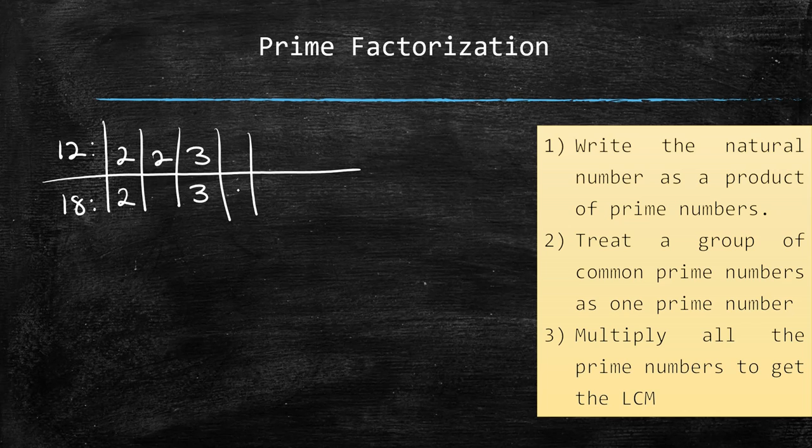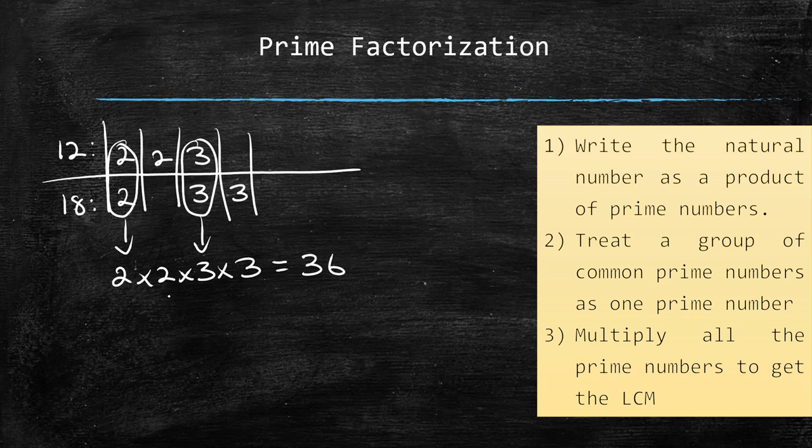So I'm just going to draw an extra column, put here, and this is all the prime factors for 12 and 18. Then we just simply treat the common groups as 1. So this here is 2 by 2 by 3 by 3, and we are able to get 36. Now, this method seems very easy, but it can become very cumbersome when you have to switch around these numbers to make it simpler for you to see.